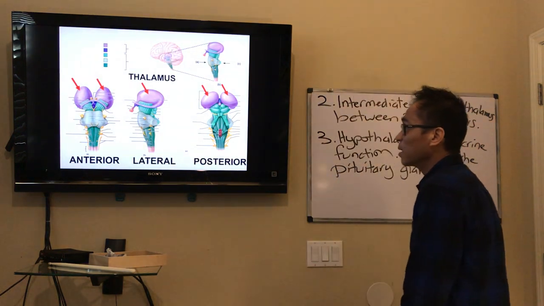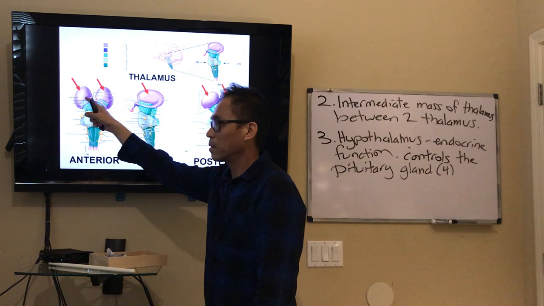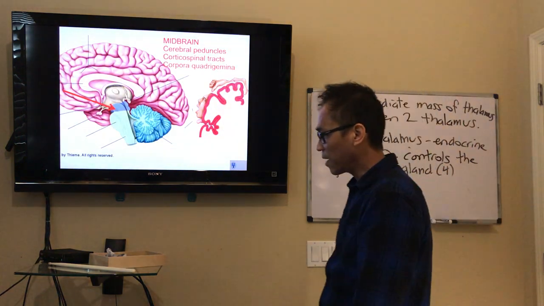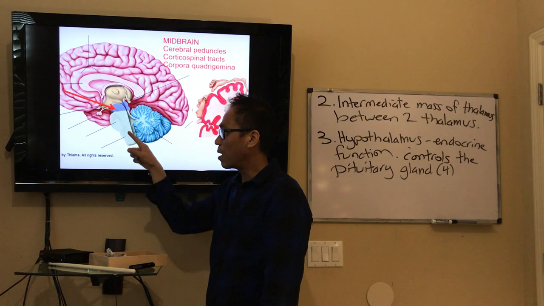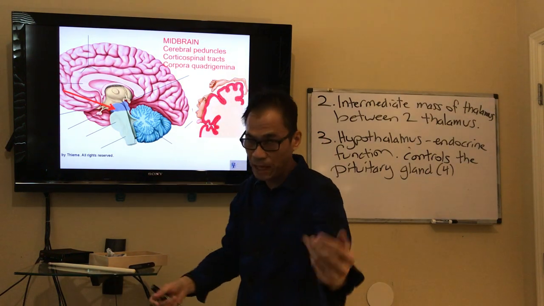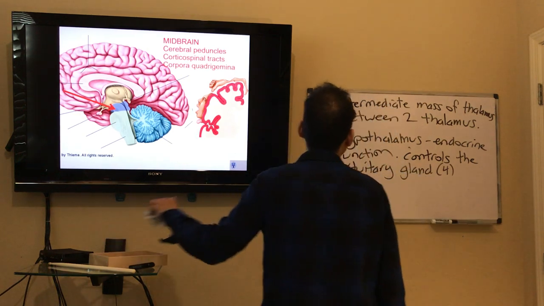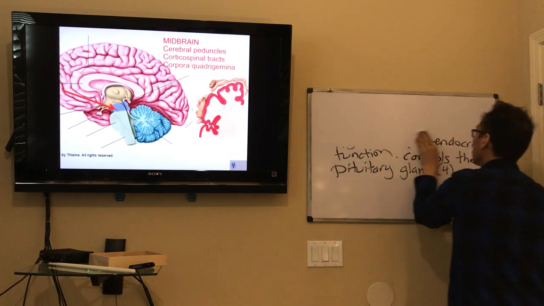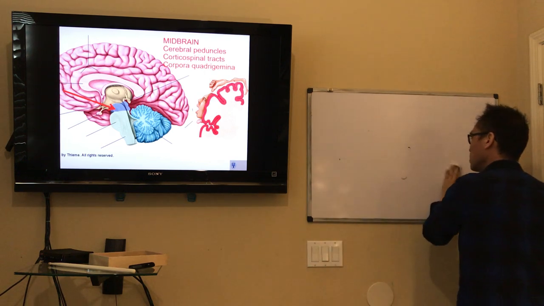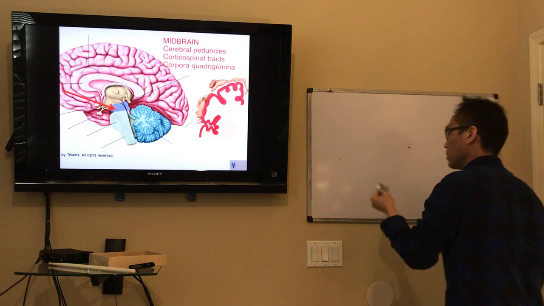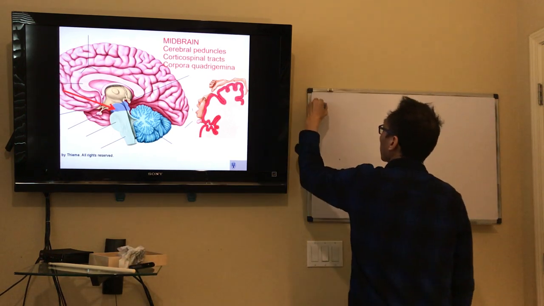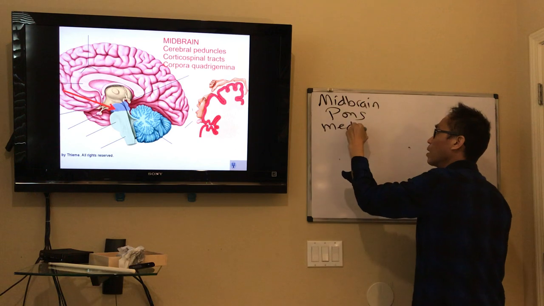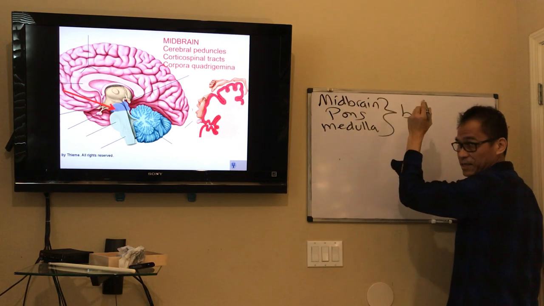Here's another picture of the thalamus. The red arrows are pointing to it. And let's move on down to the midbrain. Now, one thing I didn't mention before is that the midbrain, pons, and medulla are considered the brain stem anatomically. You should know that. Midbrain, pons, medulla, anatomically, brain stem.